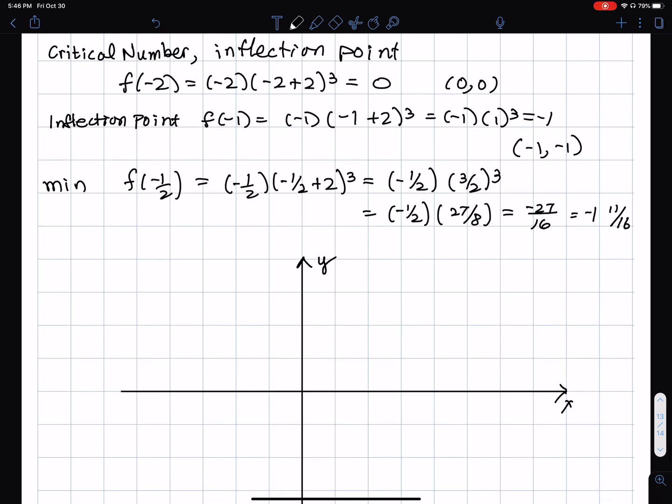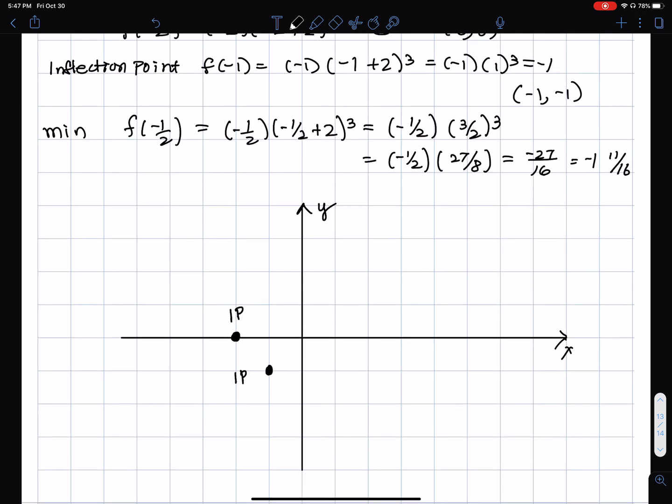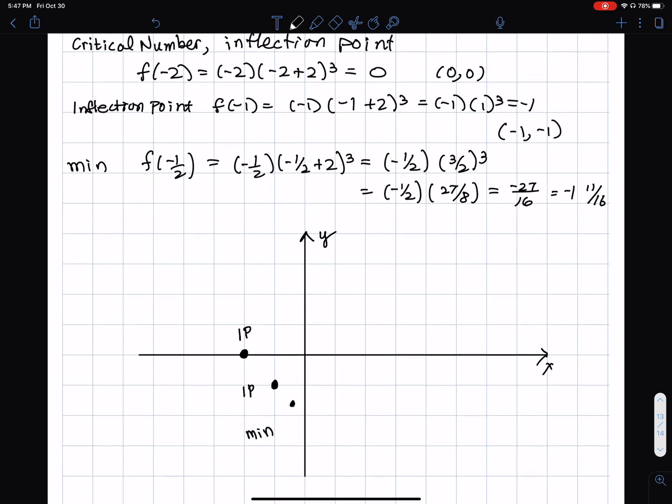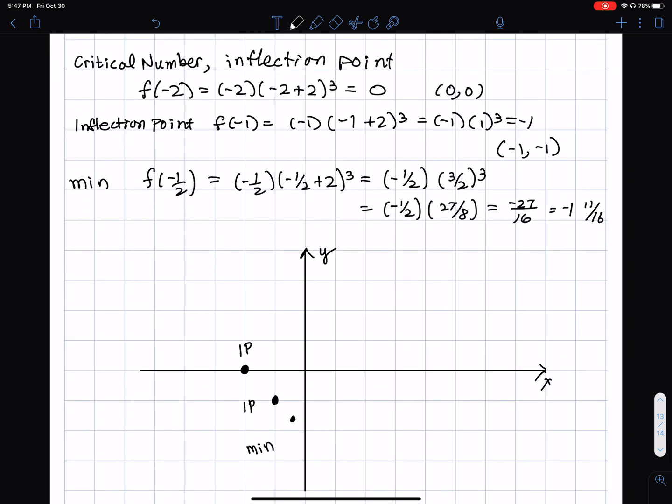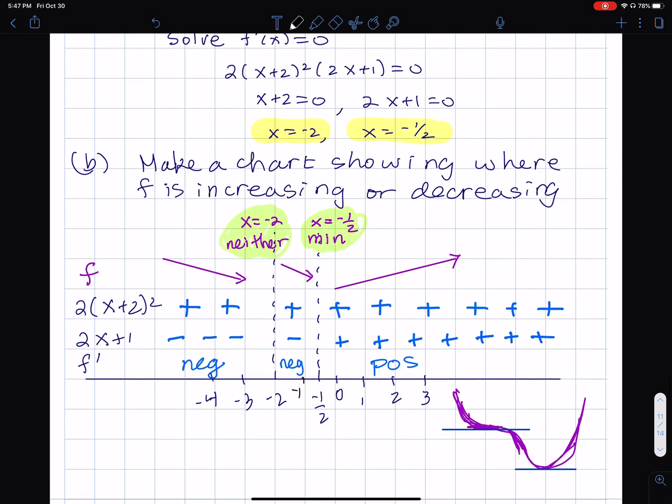So f of negative 2 is 0. Well, I knew that already just from the function being factored, and so I could easily find the zeros. Then I have another point which is (-1, -1). Okay, that's an inflection point. So these are both inflection points. And then we have a minimum value which is at negative 1/2, and around negative 1 and 3/4, and that's our minimum value. And so that's a little bit cramped. Okay, so that's okay, we have to go up above here. I can't do a split screen.